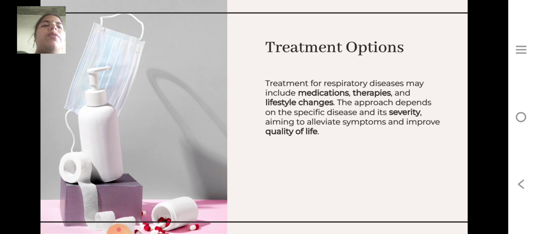Treatment options. Treatment for respiratory disease may include medications, therapy, and lifestyle changes. The approaches depend on the specific disease and its severity, aiming to alleviate symptoms and improve quality of life.